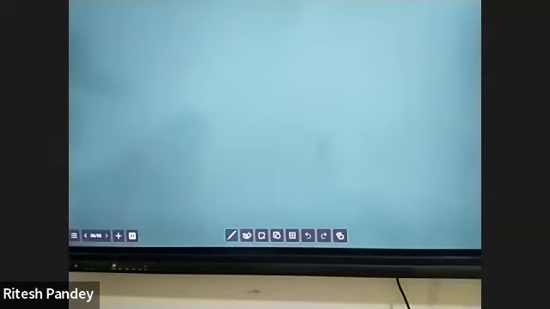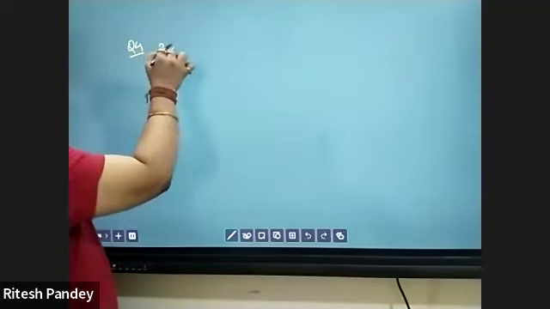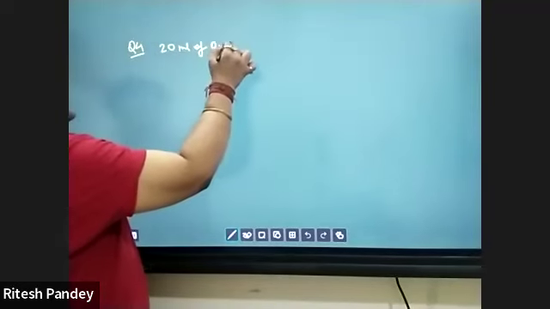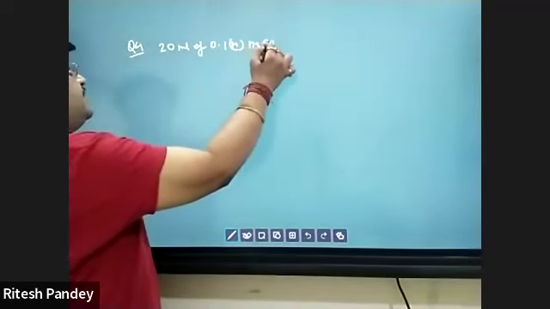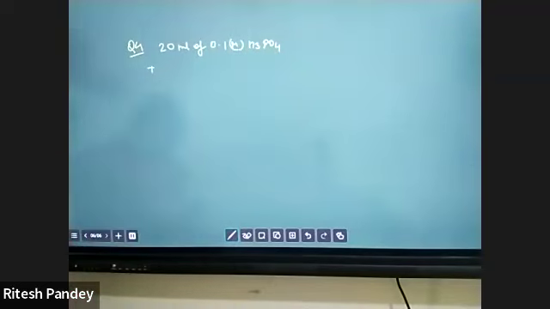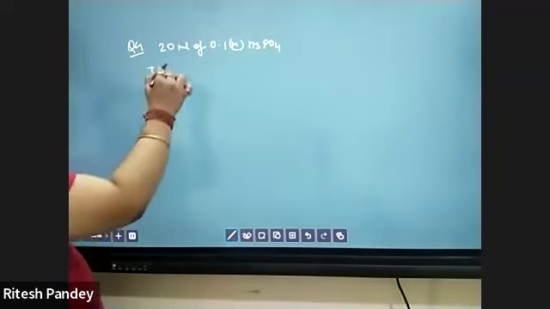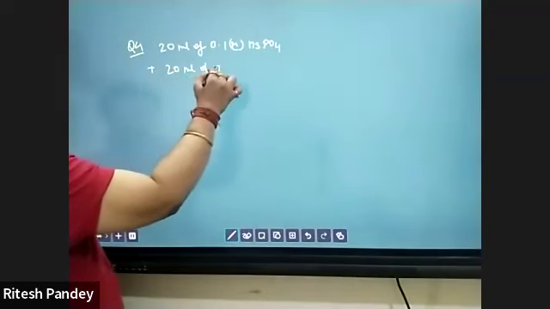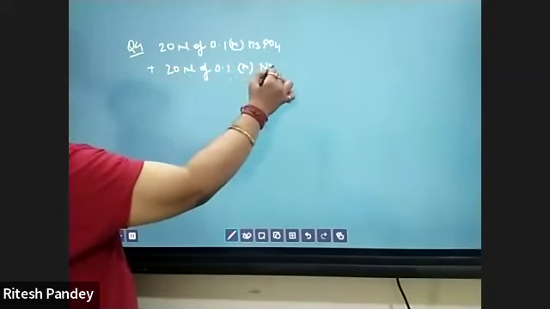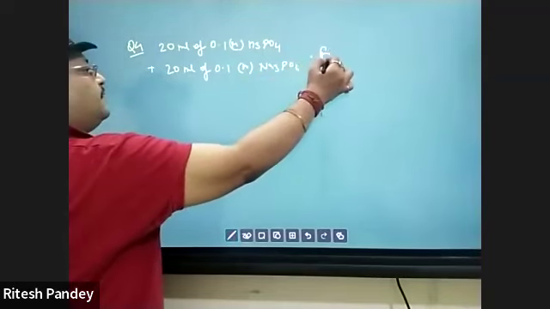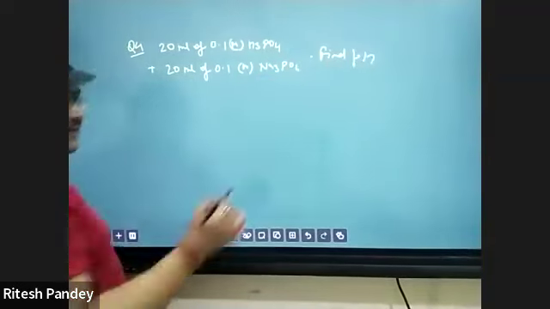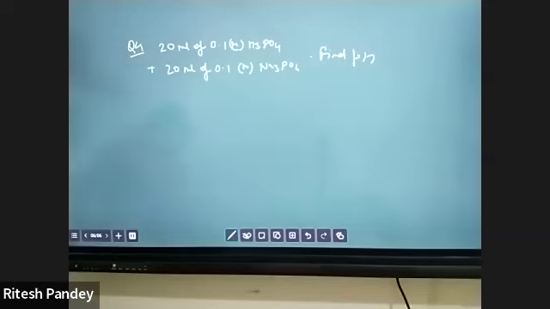Question 4 is about 20 ml of 0.1 molar phosphoric acid plus 20 ml of 0.1 molar sodium phosphate. Find the pH of this mixture given the values of pK1, pK2, pK3, in terms of expression only. Yes, please. How do we go about it?